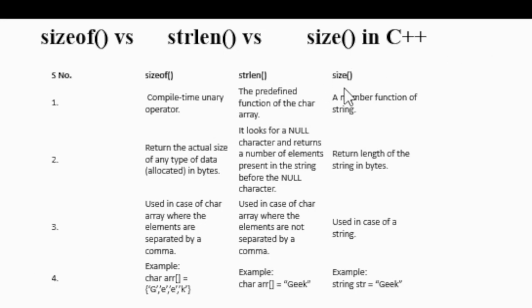Similarly, sizeof returns the actual size of any type of data allocated, in bytes. strlen looks for a null character and returns the number of elements present in the string before the null character. So every character before the null character is counted and its length returned. Size returns the length of the string in bytes. So these are the comparisons between the three: sizeof, strlen and size.